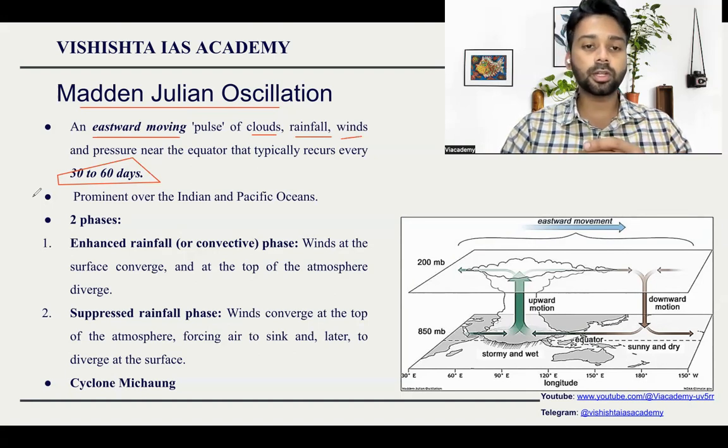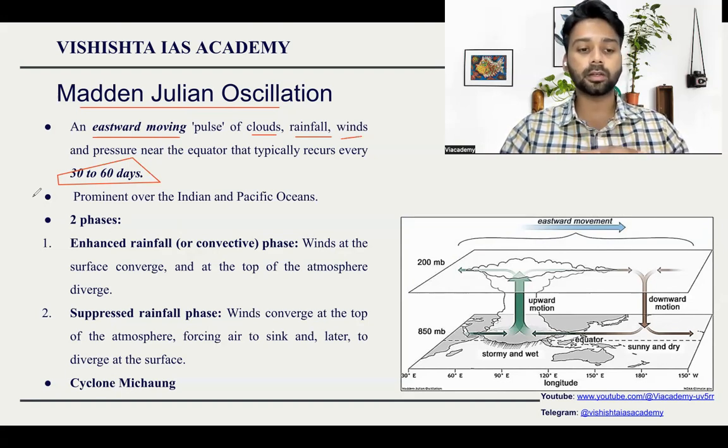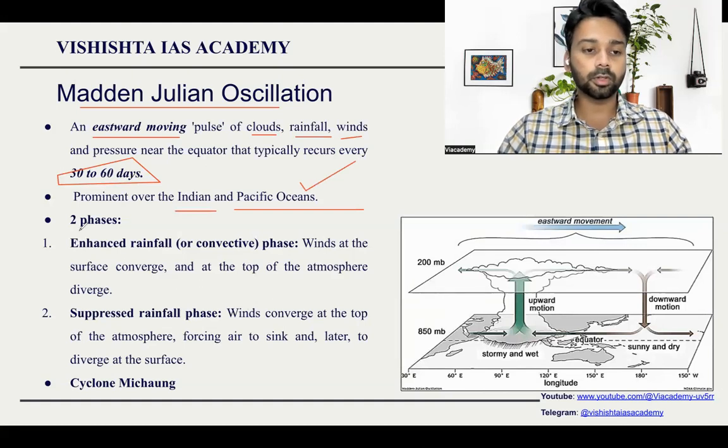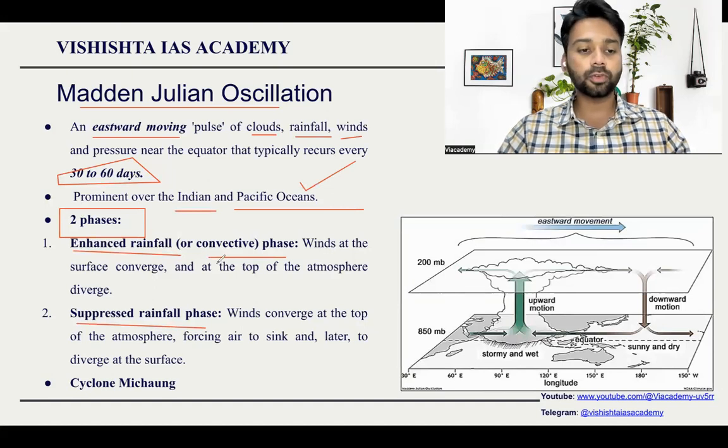So why is this Madden-Julian oscillation very important? Because when the positive phase of Madden-Julian oscillation is there, and a cyclone also happens at the same time, it will intensify the cyclone to a greater extent. So that is why Madden-Julian oscillation is important. It is prominent over the Indian Ocean as well as the Pacific Ocean. This point is important: two phases are there in Madden-Julian oscillation. One is the enhanced rainfall phase or convective phase. The second one is the suppressed rainfall phase. So two different phases are there.